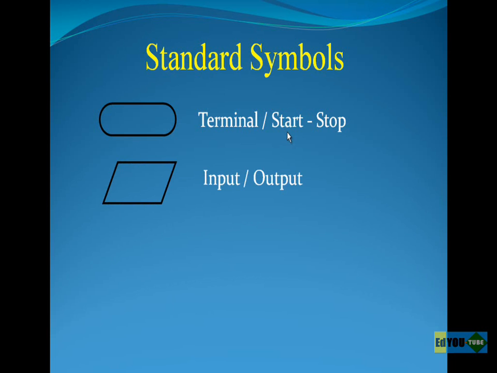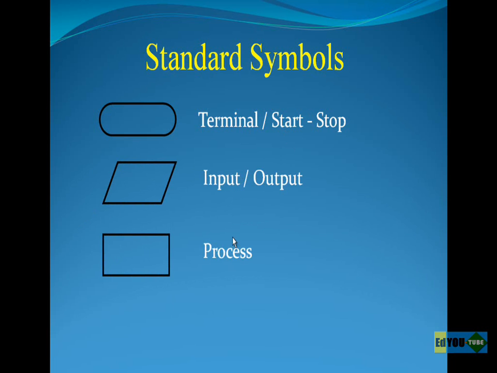Let's see some standard symbols which are used in flowcharts. It is an oval shape. It is used as a terminal. That means starting or stopping the process or program, or beginning or ending the program. And the next shape is the parallelogram. This parallelogram is used to take inputs from the keyboard and print the output to the screen.